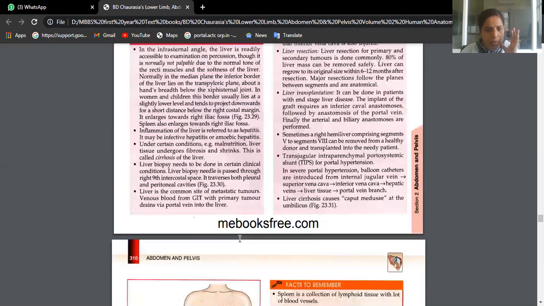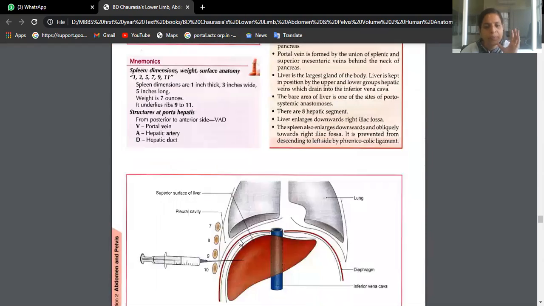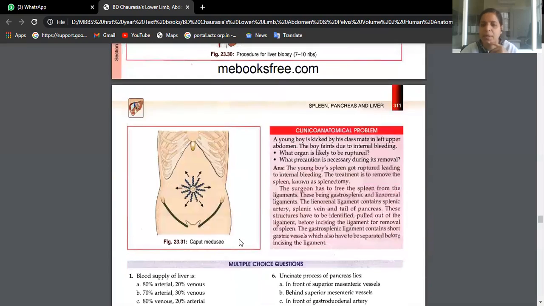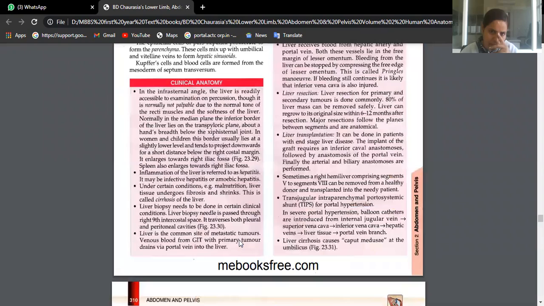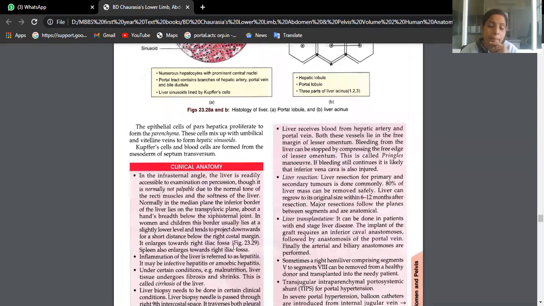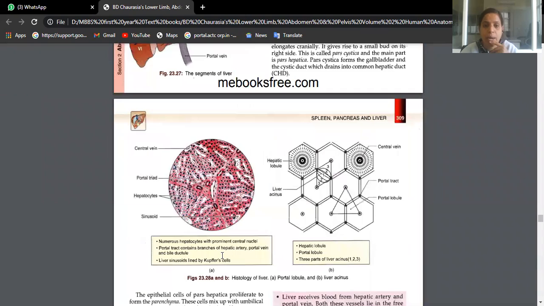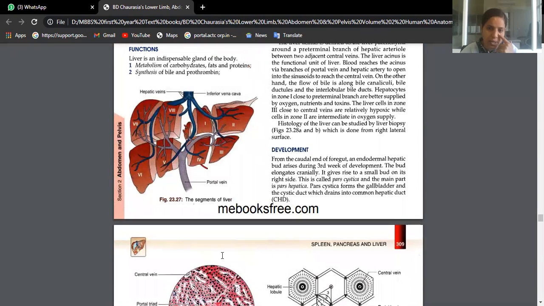Now, when you talk about development, at the junction of foregut and midgut, you will see the formation of a bud called the hepatic bud. The hepatic bud will differentiate into pars hepatica and pars cystica. Okay, development is written, not shown. Pars cystica will give rise to the extrahepatic biliary apparatus.